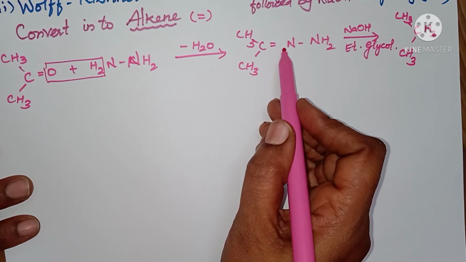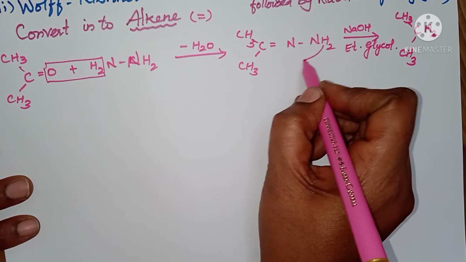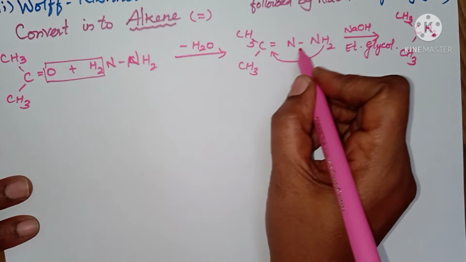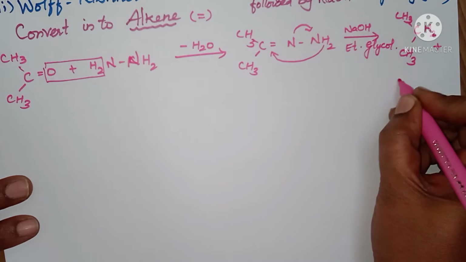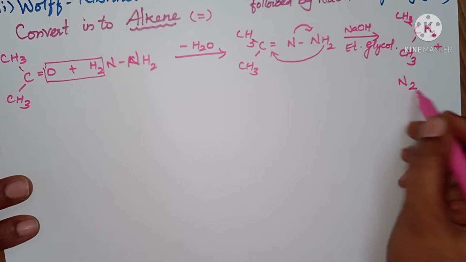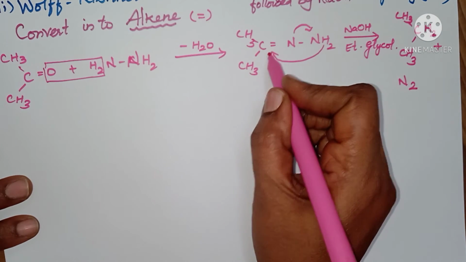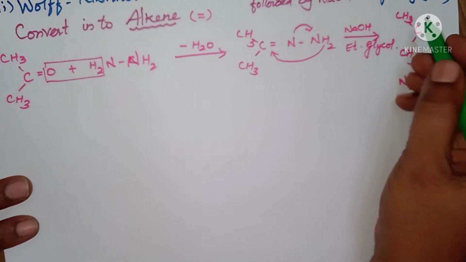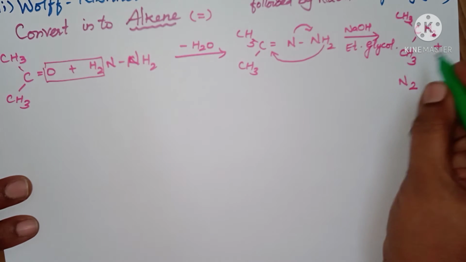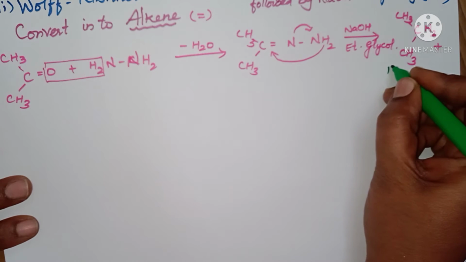See, actually what happened, this hydrogen will go to that place. So then this one will come here. The remaining product is N2, nitrogen. This hydrogen goes, that means CH2 will take place. So what it is, CH3, CH2, CH3. What is it called? Propane.